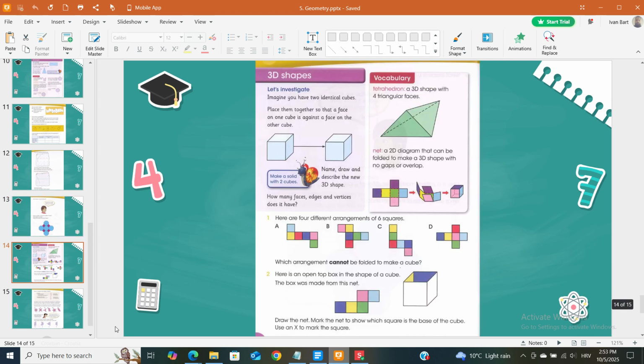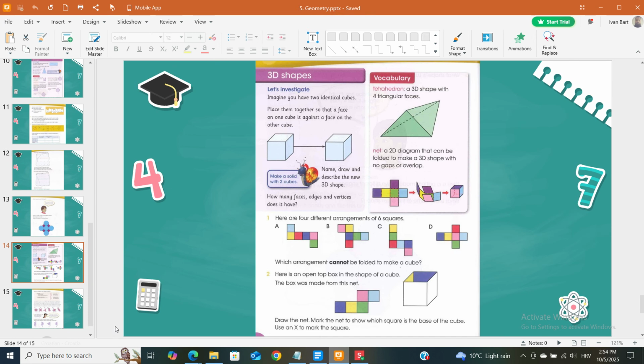3D shapes. Let's investigate. Imagine you have 2 identical cubes. Place them together so that a face on one cube is against a face on the other cube. Vocabulary. Tetrahedron. A 3D shape with 4 triangular faces. Make a solid with 2 cubes. Name, draw and describe the new 3D shape.